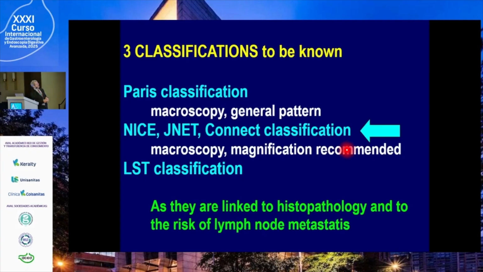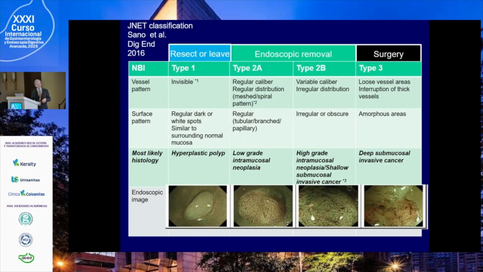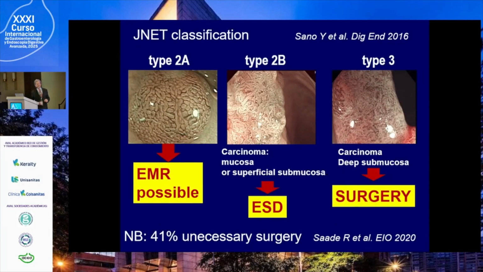Now, JNET, the NICE-like classification. In fact, you are obliged to use magnification, and this is the JNET. So it looks more or less like the NICE, okay? Type 1, 2, 3. But you have another column, 2B. 2B looks like adenoma, but with an irregular pattern of the vascular network, irregular pattern of the mucosa. So in this case, this is 2B. So what to do? In fact, it's clear.